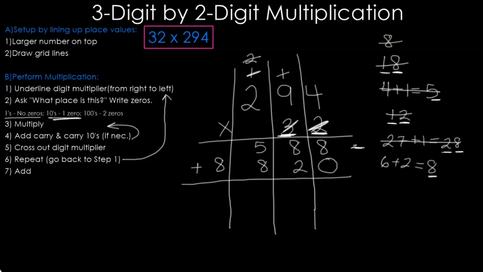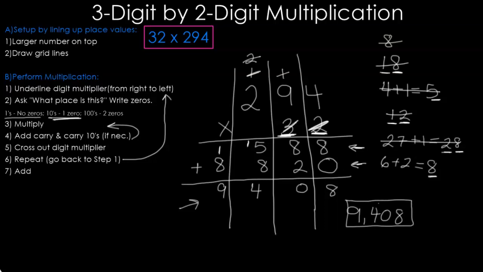Okay, this one here, 588 with 8,820. So let's add those. 8 plus 0 is 8. 8 plus 2 is 10, right? What do we do? Write the ones, carry the tens. 8 plus 5 is 13, plus 1 is 14. Write the ones, carry the tens. 8 plus 1 is 9. So ladies and gentlemen, this is our final answer. Let's write the final answer over here. 9,408. Our final answer. Okay, great job.